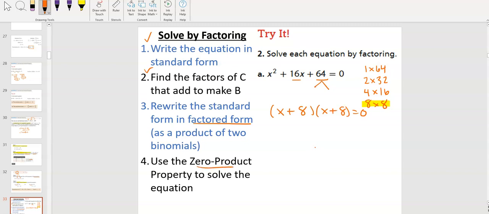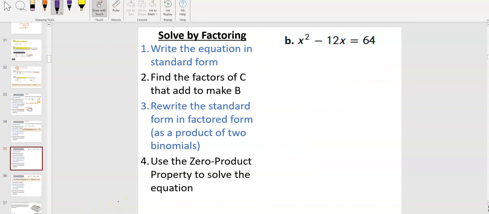I'm now going to use my zero product property to solve. So I'm going to make x plus 8 equal to 0. X is -8, and it just so happens that both of these factors are the same. So my answer is just -8. I only have one solution in this problem, and it's -8.